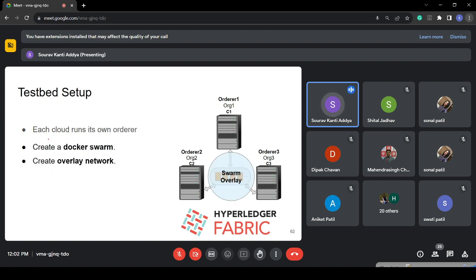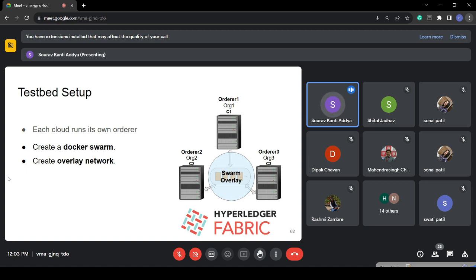To create this setup, which is in our institute LAN, we had to create a virtual private network. We used Docker Swarm to create a Swarm overlay network between these three servers. We placed these three servers in different verticals, different buildings in our institute, to realize the setup more appropriately.